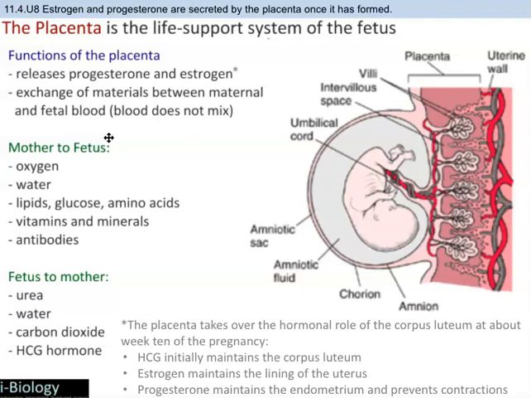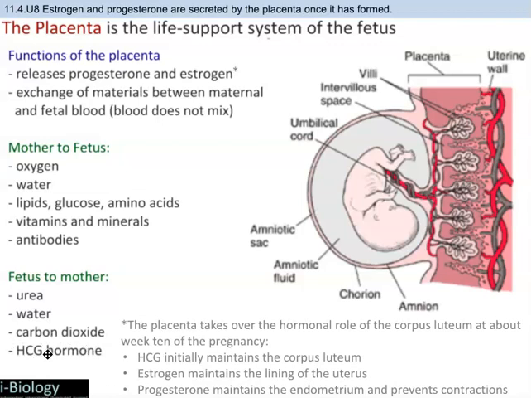Okay, so from the mother to the fetus, all of the nutrients, all the good stuff is going to be transmitted to the baby. Oxygen, water, lipids, glucose, amino acids, vitamins, and minerals and antibodies. But then the opposite direction, what do you think the fetus is going to be having to export and give to the mother? All the bad stuff, all the stuff that has to be exported, right? Like urea, okay? Oh, some water as well, if there's excess water, okay? Carbon dioxide, as well as that HCG hormone.